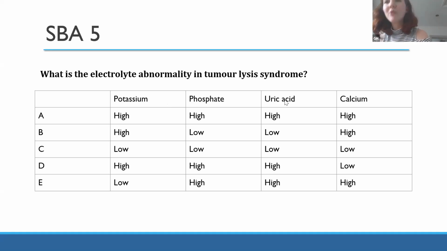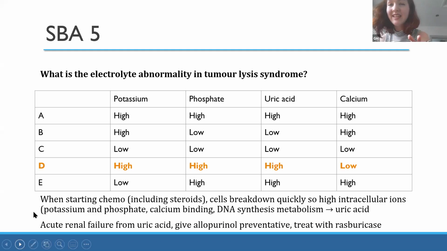So the reason why the answer is D is because, as I said, with things like Burkitt's lymphoma, it's this really big lump. Burkitt's is the fastest growing, and you just have lots of these cells. When you start someone on chemo, and often you give steroids as part of a chemo regimen at the beginning to help dampen down their immune system, you break those cells, you lyse those tumor cells.